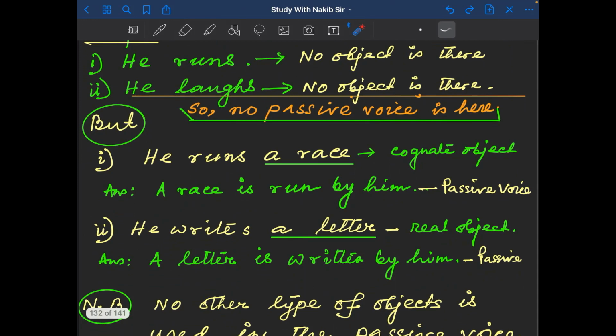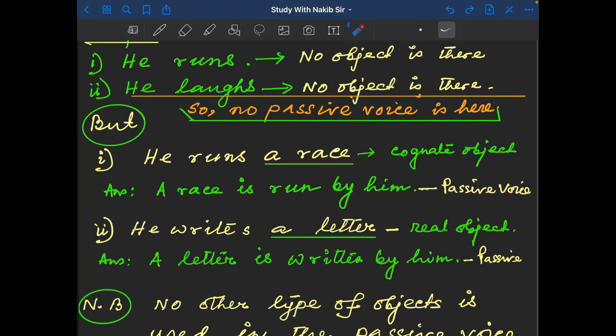But he runs a race. A race is an object. It is called a cognate object. What is a cognate object? The object which is made from the verb itself. Run, race. The same thing. So he runs a race. Cognate object is there. So this active voice can be changed into passive. See, a race is run by him.